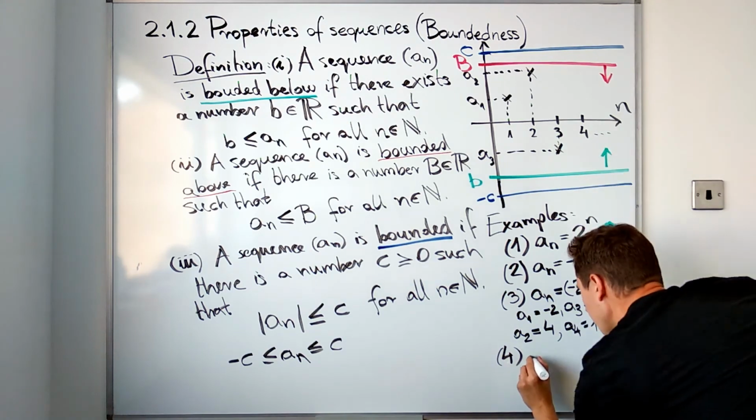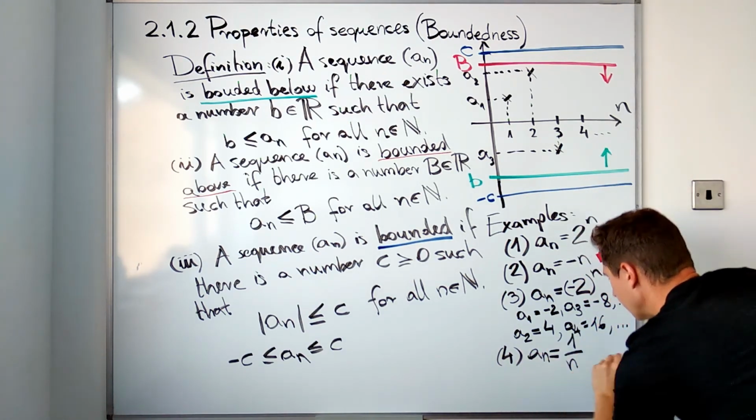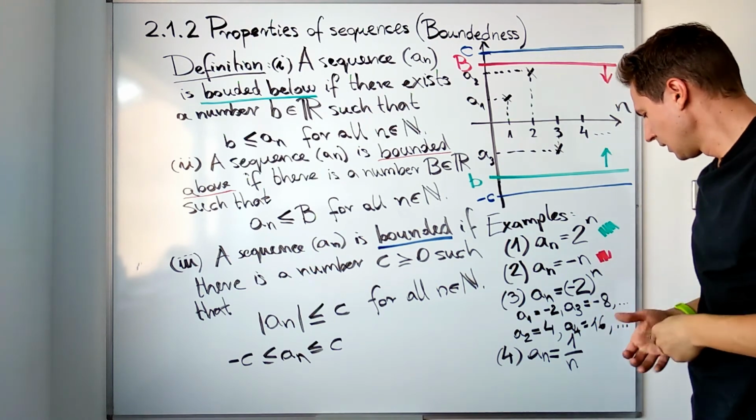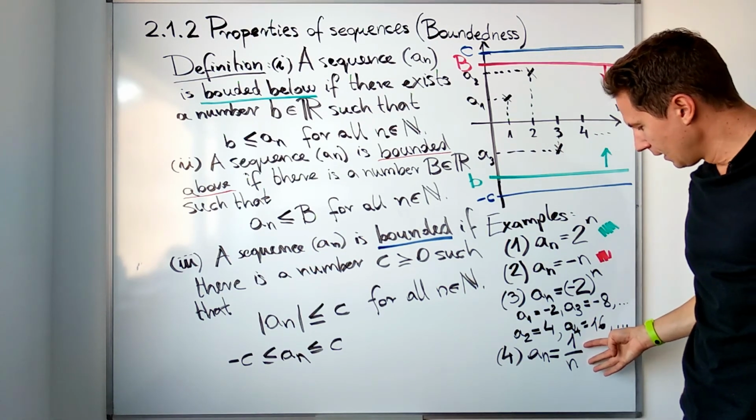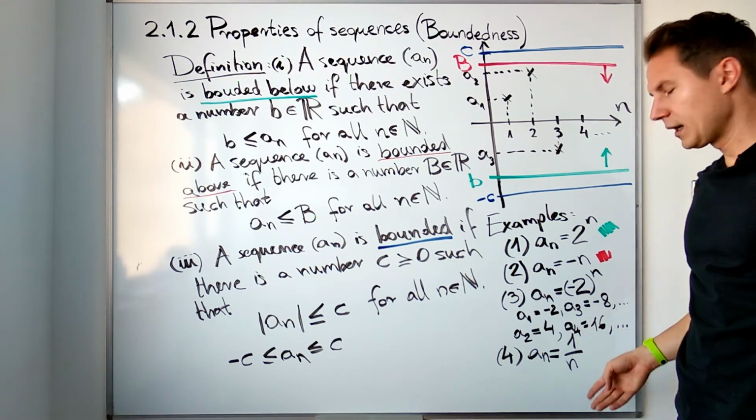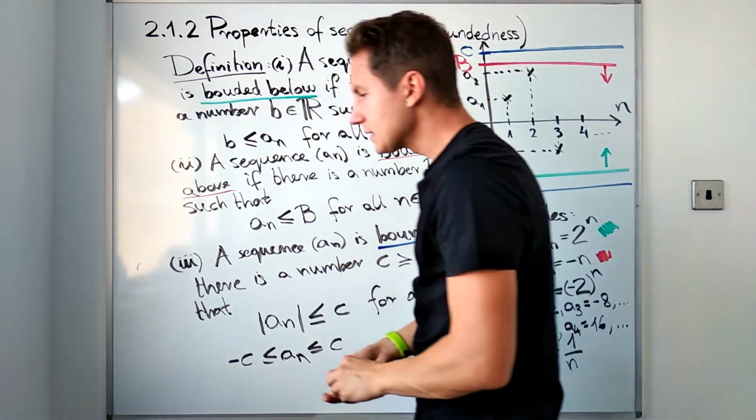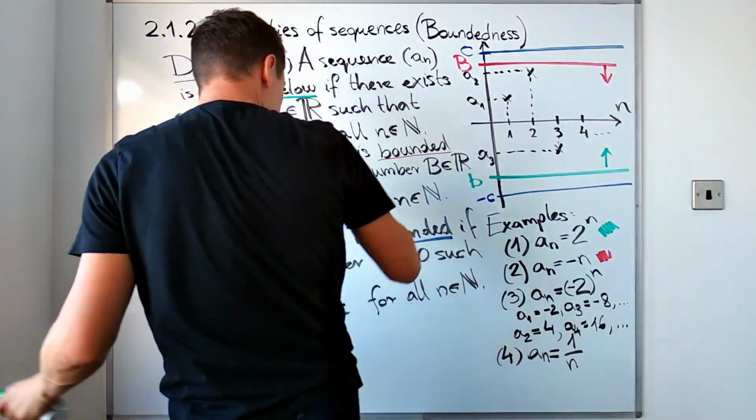Finally, I would like you to consider the sequence a_n being equal to 1 over n. Okay, what about this sequence? If you look carefully, this is just the sequence of reciprocals of natural numbers. Okay, pause the video and vote for your answer below. All right, so this sequence is all of these things.